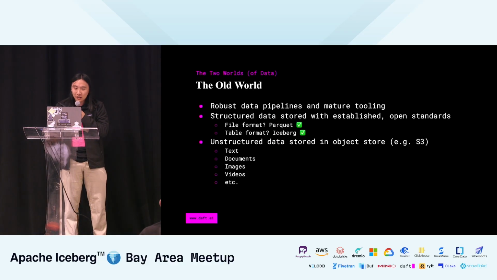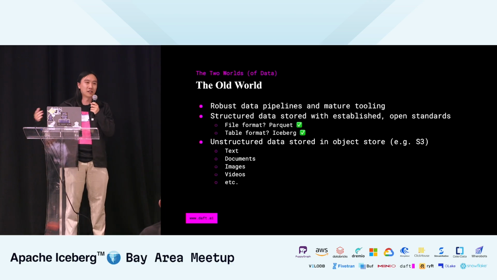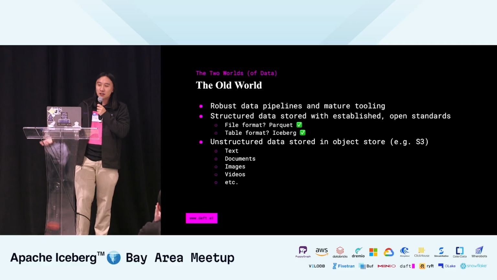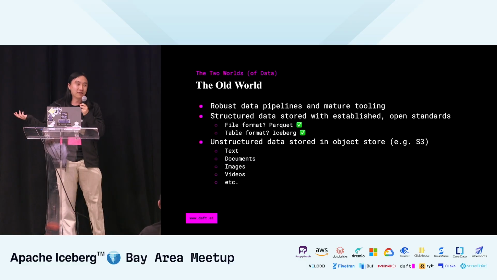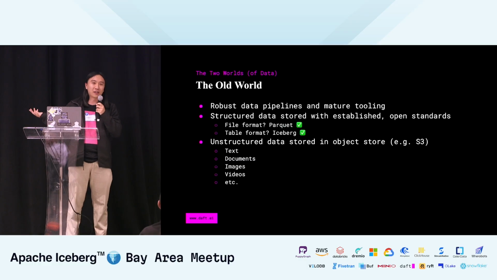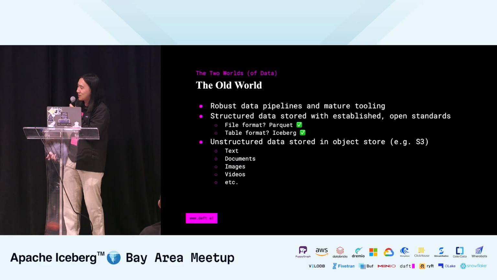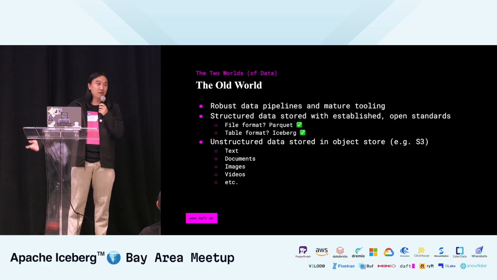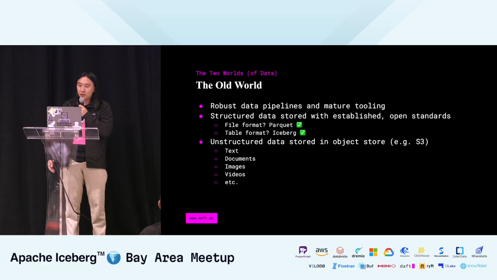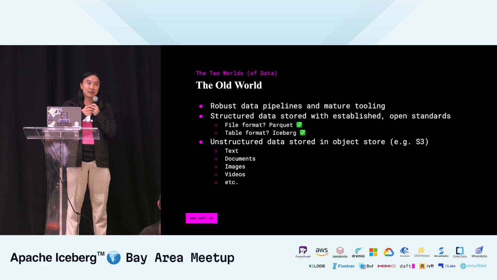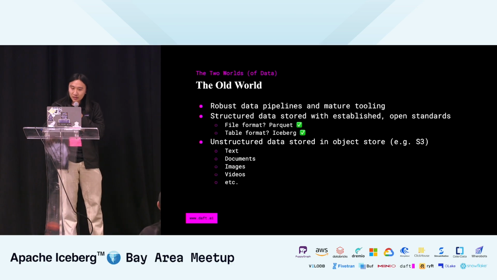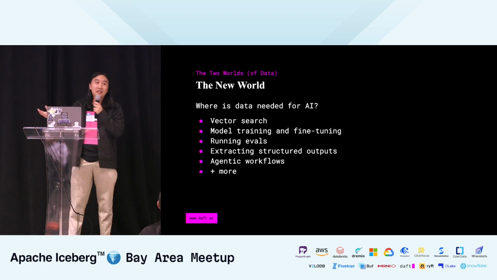To give more color to that, the old world consists of our robust data pipelines and mature tooling that we know and love. We have very well-established open standards for dealing with structured data. What file format should we use? Well, Parquet most of the time. What table format should we use? Well, we're at the Iceberg Summit Meetup, so obviously Iceberg. And if you have unstructured data, it's fairly simple as well. You store it in an object store. If you have text, documents, videos, images, just put them in S3 or whatever, and that should work for you. The new world is where data is needed for AI applications.